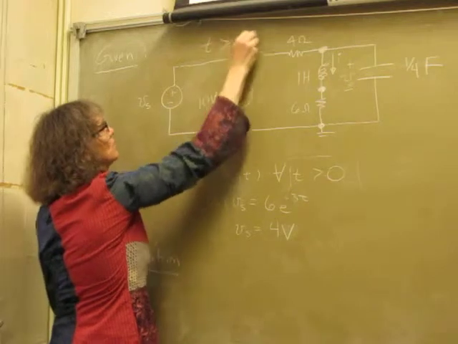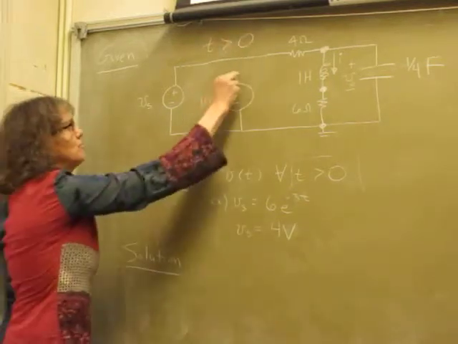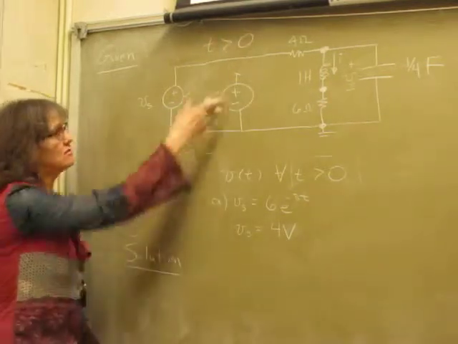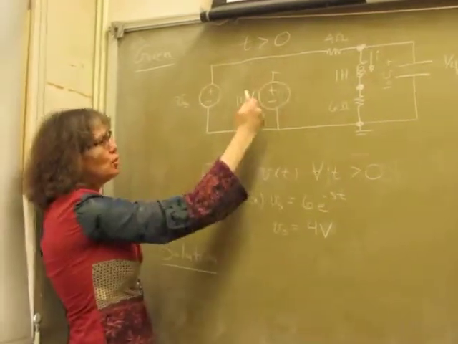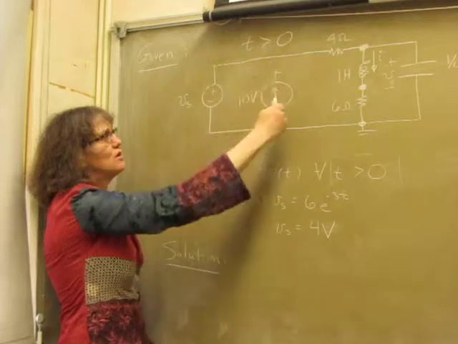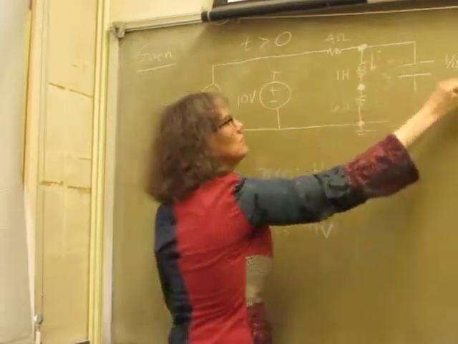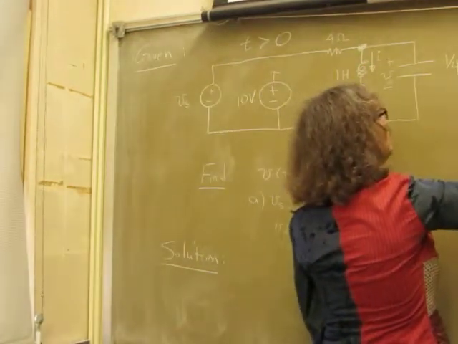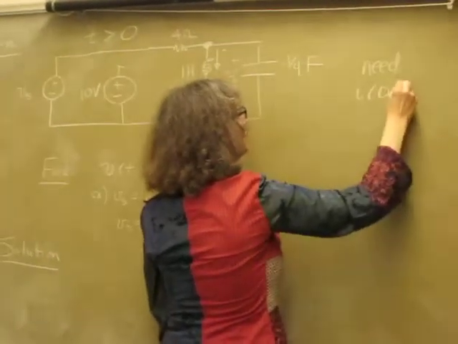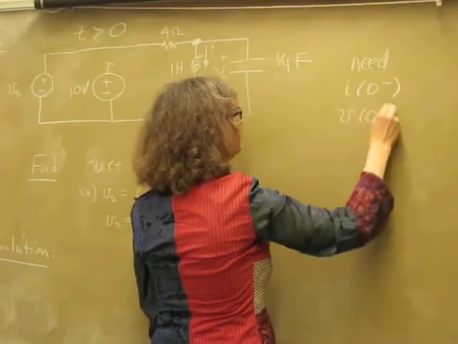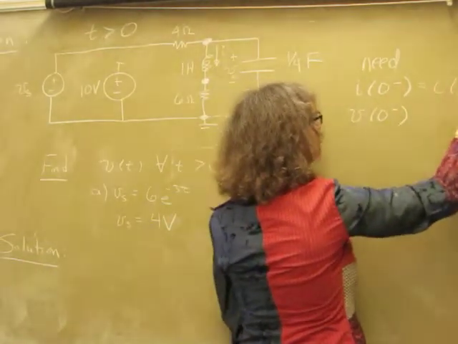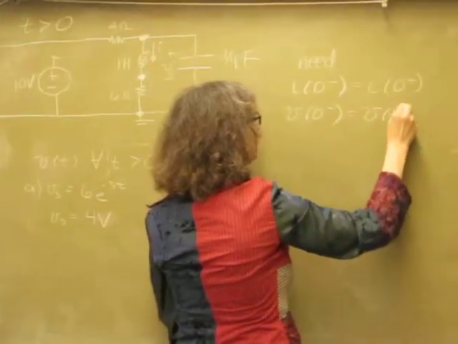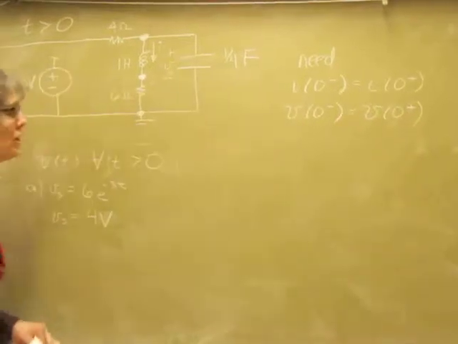So this is the circuit after t equals 0. This part is just hanging there. It's not really doing anything because it's not connected. I'm going to have to go back to what the switch was to find I of 0 minus and V of 0 minus. We're going to have to find those values because those will be our initial conditions to evaluate the arbitrary constants.